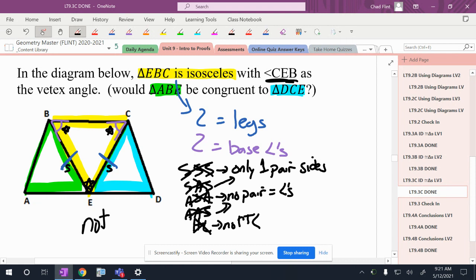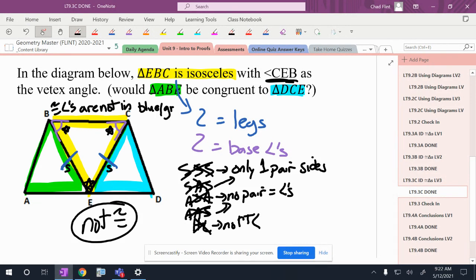Now I want to elaborate a little bit on the whole there's no pair of congruent angles. There is one pair of congruent angles, but they're not in the triangles. So the congruent angles are not in the blue and green triangles. That's a little bit harder than what we've been doing in the problems before this one, but remember, we're comparing the blue triangle to the green triangle. So we only care about the blue triangle and the green triangle's parts, nothing else.